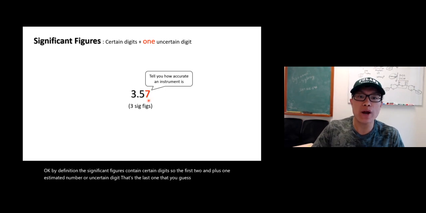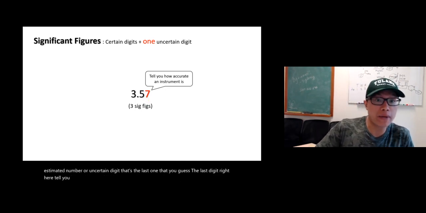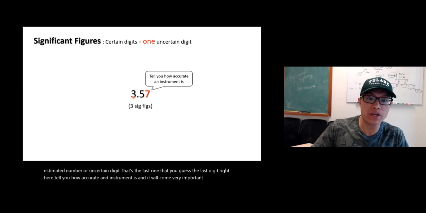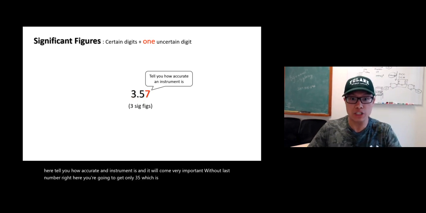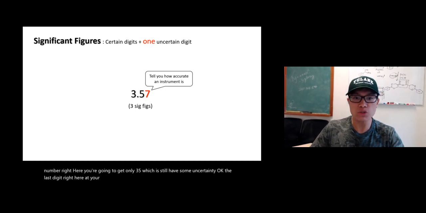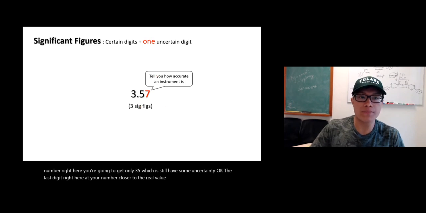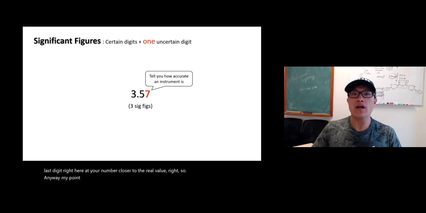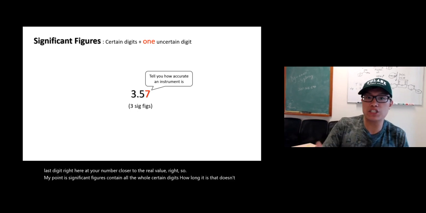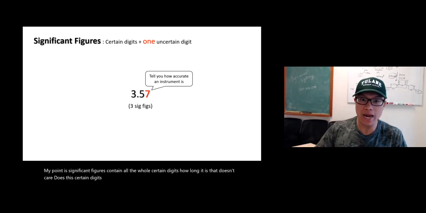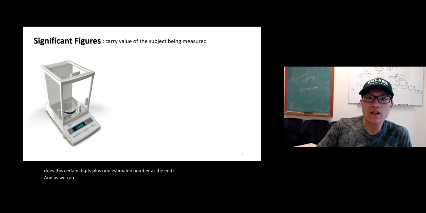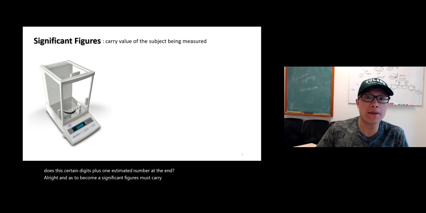The last digit right here tells you how accurate an instrument is, and it will become very important. Without the last number right here, you're only going to get 3.5, which still has some uncertainty. The last digit adds to your number, getting it closer to the real value. So my point is, significant figures contain all the certain digits, no matter how long it is, plus one estimated number at the end. All right, and the significant figures must carry the value of the subject being measured.